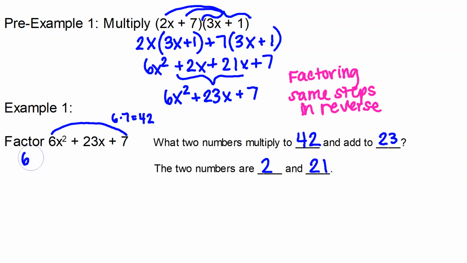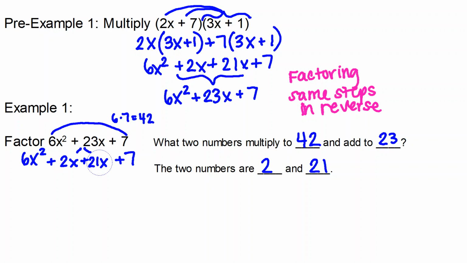So that 6x squared is going to stay there. That plus 7 stays there. But we need to split up that 23x into two pieces. And those two pieces are going to be a positive 2x and a positive 21x.